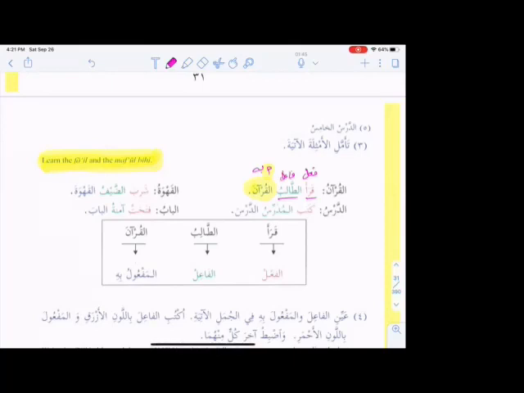Do you see? Qara'a. And then ad-darsa. Kataba al-mudarrisu ad-darsa. Fi'l, fa'il, maf'ul bihi. Kataba, mudarrisu. Kataba is the fi'l, mudarrisu the fa'il, ad-darsa the maf'ul bihi. Okay, fine.